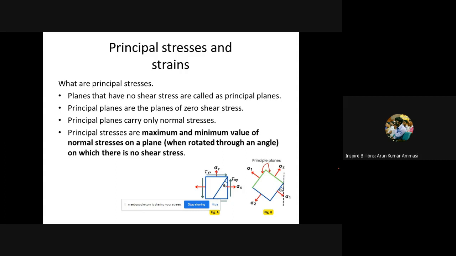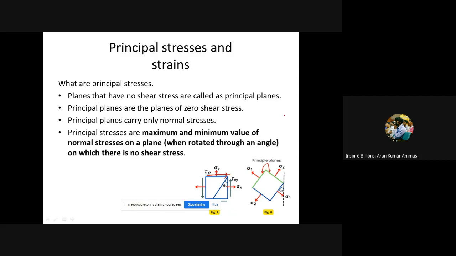The plane where there is no shear force acting is called the principal plane, which is marked in green color. This is a shear force. These planes will have zero shear stress, tau will be completely zero. This plane will carry only normal stresses, which means the direction of the stresses will be completely perpendicular to that particular plane. Principal stresses are the maximum and minimum values of normal stresses. The maximum could be observed in one plane and the minimum normal stress would be observed in the other plane, in the negative direction.